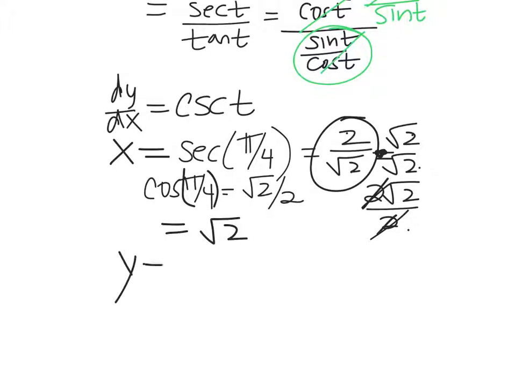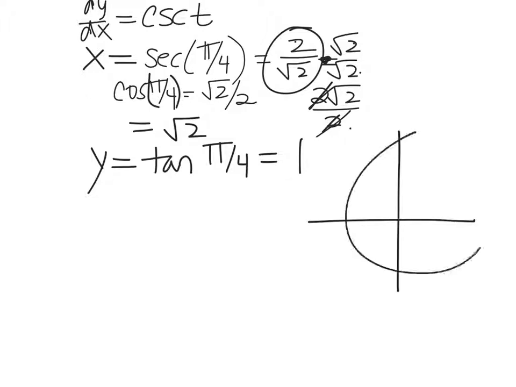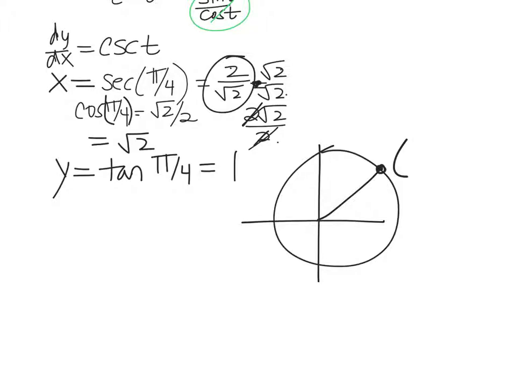All right, y is equal to tangent of pi over 4. Wait, what is it again? Tangent of pi over 4 is sine over cosine, which is rad 2 over 2 over rad 2 over 2, which is 1. Tangent of pi over 4 is always 1.